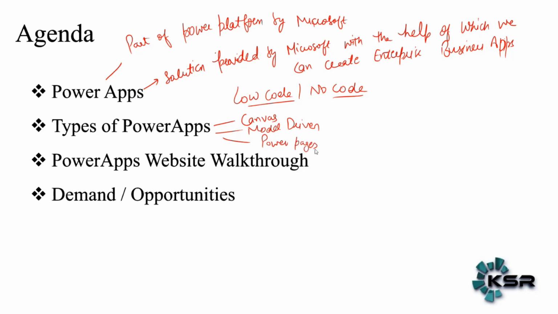Basically, these are the three types of applications provided by Microsoft under Power Apps: Canvas apps, model driven apps, and Power Pages. It depends on the requirement when to use which kind of app.